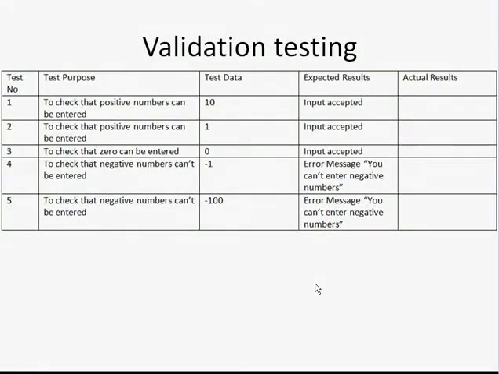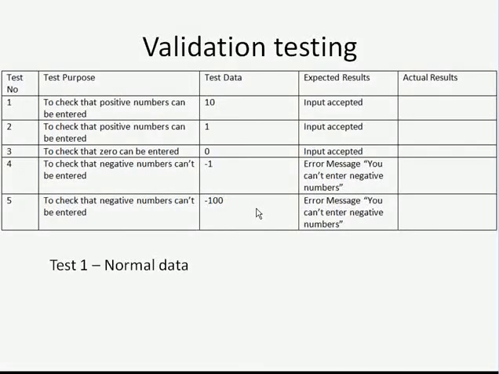Another type of testing is validation testing. This is to check that only sensible data is allowed into your system. This example shows validation tests to make sure that only positive numbers can be entered into a system. So the first test is got the number 10, and that should be accepted. The number 1 should be accepted, and the number 0 should be accepted as well. If we get to -1, we'd expect error messages like you can't enter negative numbers, and same for any other minus numbers.